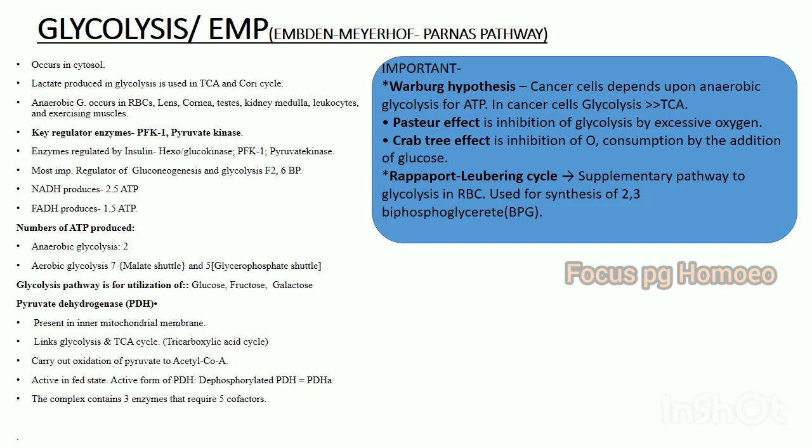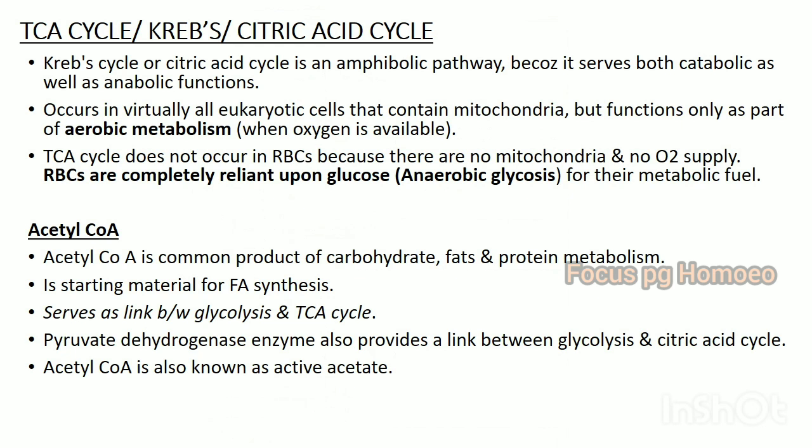In anaerobic glycolysis, the number of ATP produced is 2. In aerobic glycolysis, the number of ATP produced is 7 from malate and 5 from glycerophosphate. Okay. Coming to Krebs cycle, citric acid cycle or tricarboxylic acid cycle. It is an amphibolic pathway.